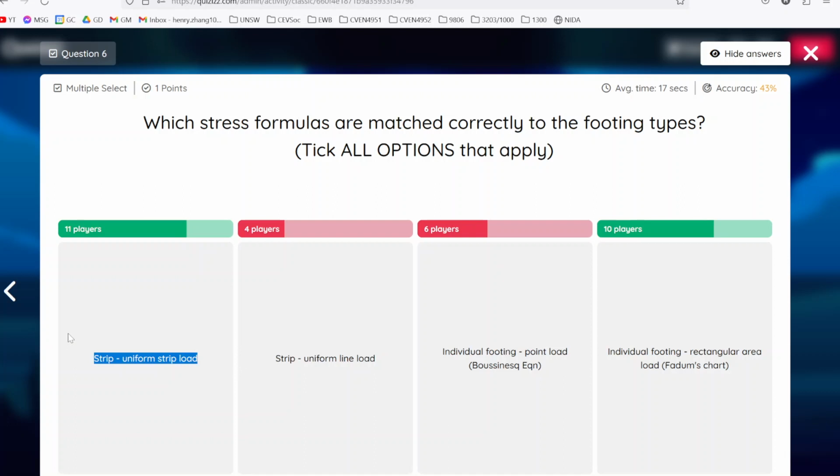So strip footings you should be using the uniform strip load formula. Individual footings you should be using the rectangular area formula, right? The uniform strip load and point load equations don't really hold for footings because footings are quite wide. You'd expect a footing to be at least 1.5 meters, and that's not really represented by a point load.